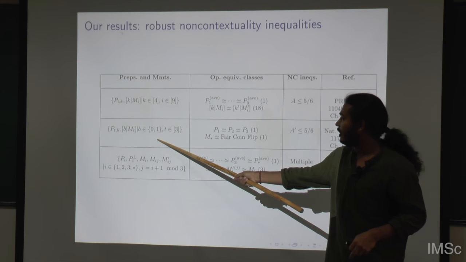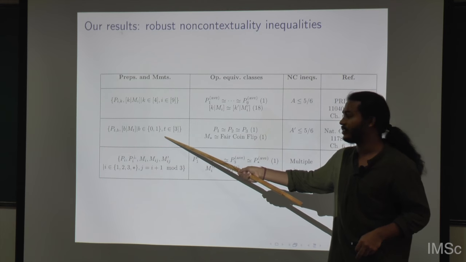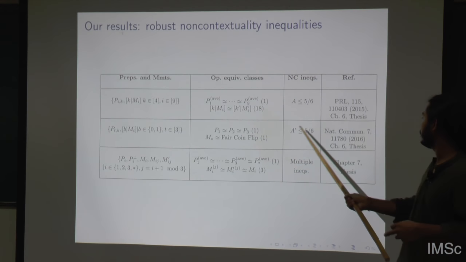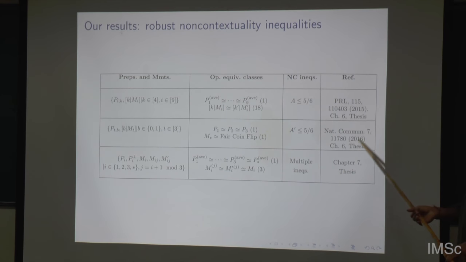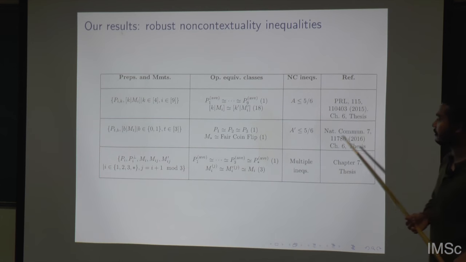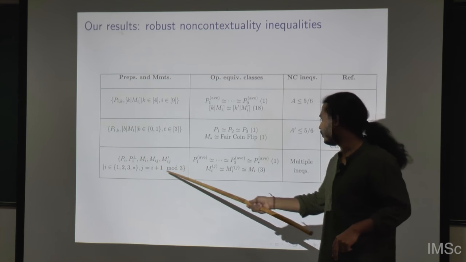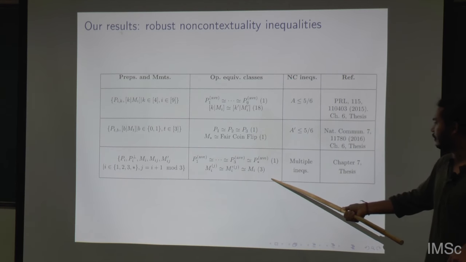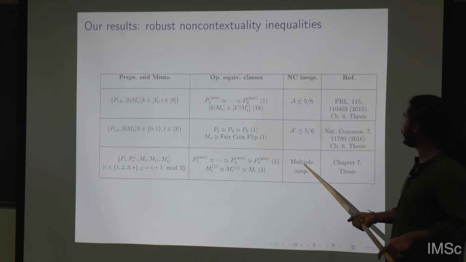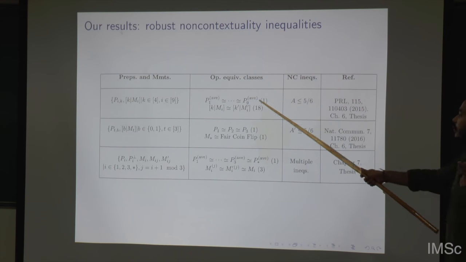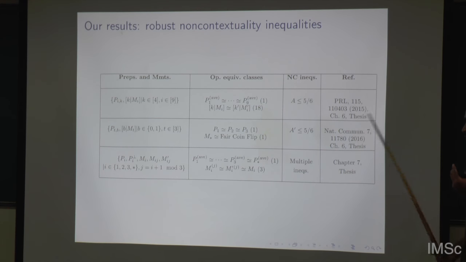The second inequality is for these preparations and measurements. We're using one preparation equivalence and one measurement equivalence, and this is the inequality we get. This is published in this paper. It's in chapter 6 of the thesis. And there's a more complicated set of inequalities for other scenarios, where we use these operational equivalences and we get some non-contextual inequalities, but the idea is the same. These were simple to present, so I presented them. These are more complicated to present. This is in chapter 7 of the thesis. It's unpublished so far.